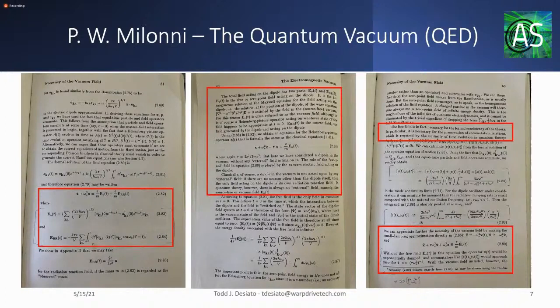E_RR of t is the radiation reaction field. It's the source field, the field generated by the dipole and acting on the dipole. And using this, we get a slightly different version where he's moved the radiation reaction term to the left-hand side of the equation, and X triple dot here is the jerk.